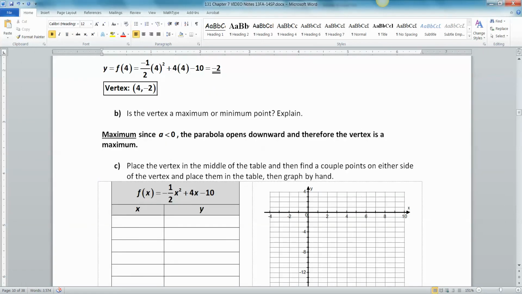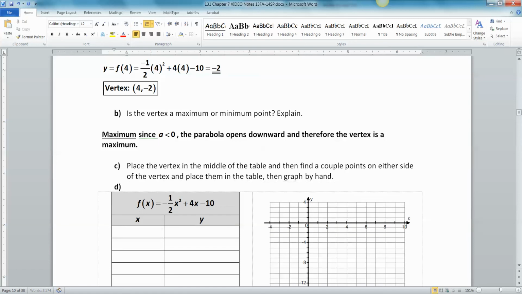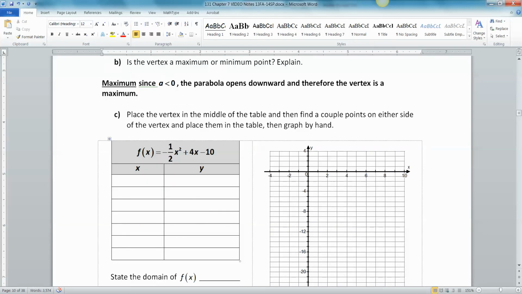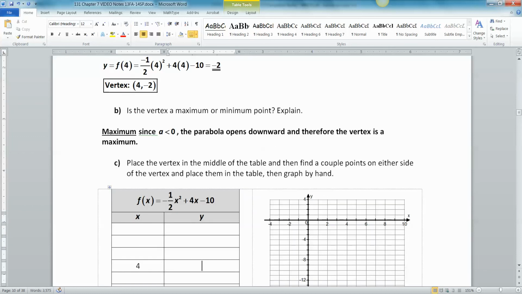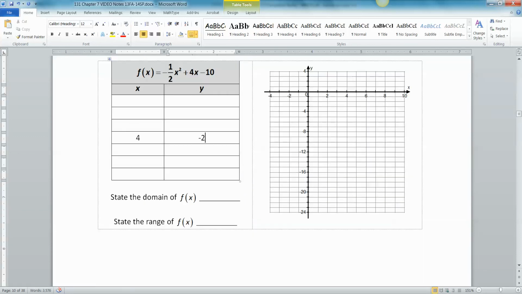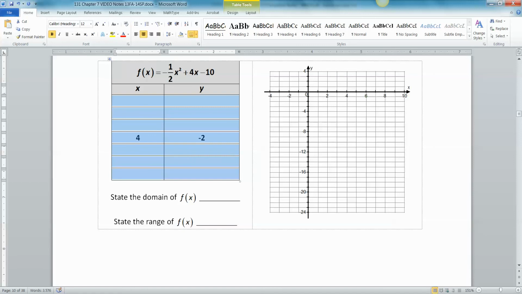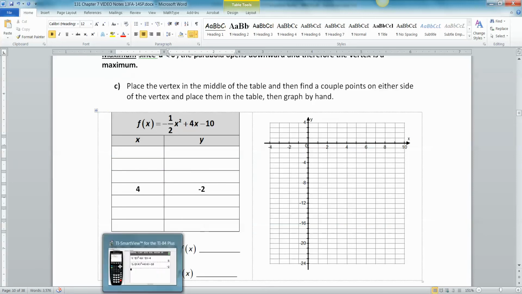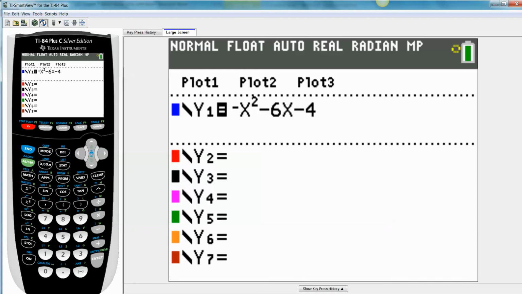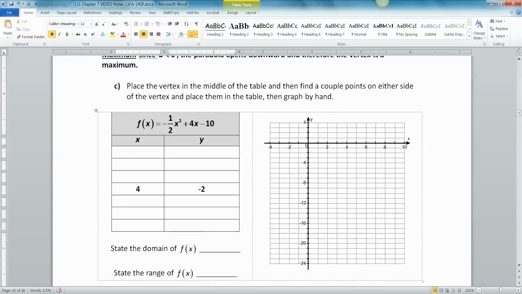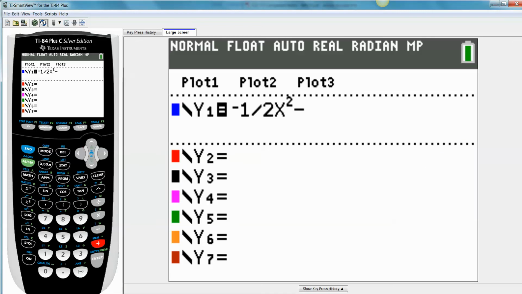Okay, so now it wants us to place the vertex in the middle of this table and place points in the table by hand, then graph. So in the middle of the table, I'm going to put the vertex, which is 4, -2. And now I'm going to fill out a whole bunch of other points. Now, the intelligent way to do this would be to use the calculator, right? Because it can help me find a whole bunch of points. Let me go to y equals, clear this out, type -1/2 x squared plus 4x minus 10.